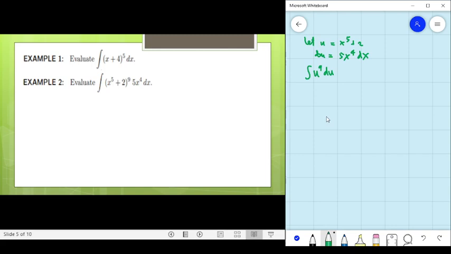Okay, so finding the antiderivative, it should be u to the 9 plus 1 is 10, u to the 10 over 10 plus c. Okay, so replacing u with this one, so we can now have quantity x to the 5th plus 2 to the power of 10 all over 10 plus c. So therefore, the antiderivative of quantity x to the 5th plus 2 exponent 9 times 5x to the 4th dx is equivalent to quantity x to the 5th plus 2 to the power of 10 all over 10 plus c.